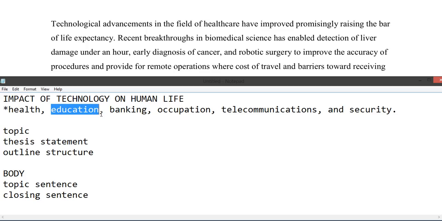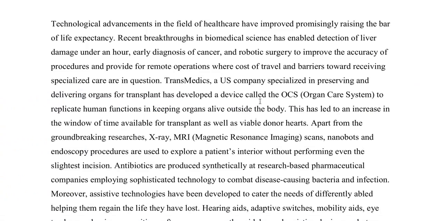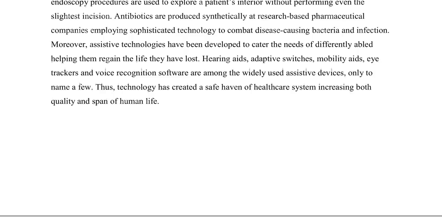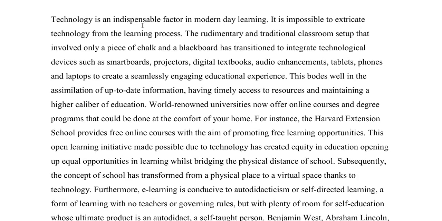You know, it's going to talk about education, right? Okay, education. Coming to education, technology is an indispensable factor in modern day learning. See, this was a very simple sentence in structure. Technology is an indispensable factor. It's a very crucial factor. It's a very important factor. Technology is an indispensable factor in modern day learning.